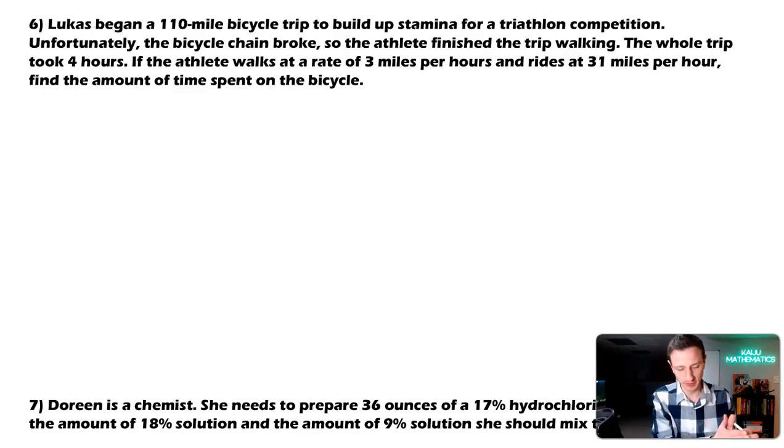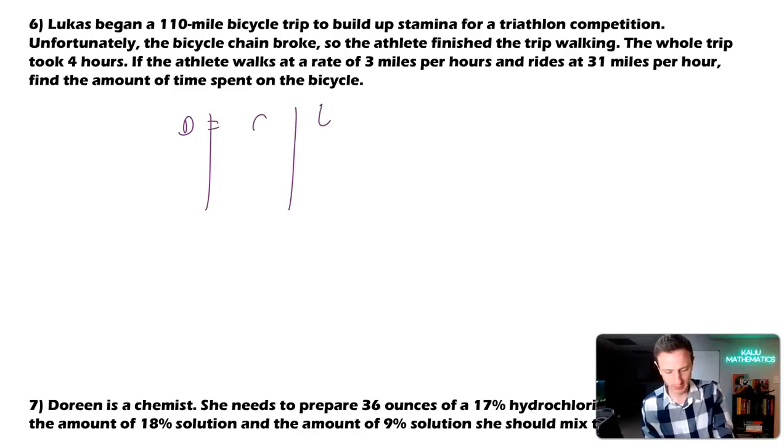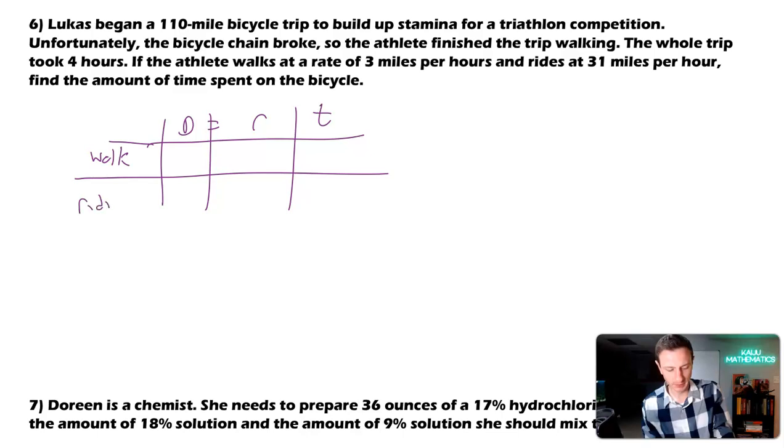So we have these two scenarios. We have walking and riding. So let's set up a table here. Distance equals rate times time. And the two scenarios are walking and riding, right? Because we're on a bike, the bike chain broke, so then we had to walk. They tell us that the rate that we walked at was 3 miles per hour, and we rode the bike at 31 miles per hour. It's really quick.